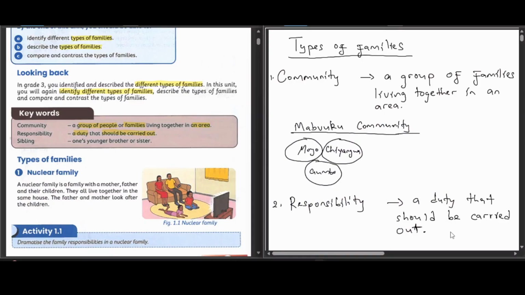So a responsibility is, squarely put, a duty. Iduty ramunofanirwa kuita. Saka kana mukaita duty iri munenge muchinzi you are responsible. So you have to be a responsible person.